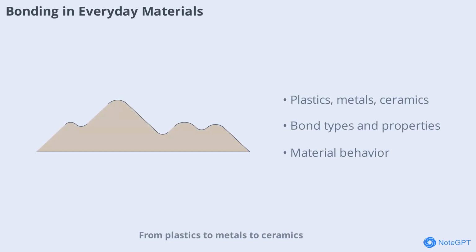From plastics to metals to ceramics, the properties of everyday materials are determined by the types of bonds holding their atoms together. Plastics are made of long chains of covalently bonded molecules, while ceramics often have ionic and covalent bonds. Metals rely on metallic bonding for their strength and flexibility. Recognizing the role of bonding helps us understand why materials behave the way they do.